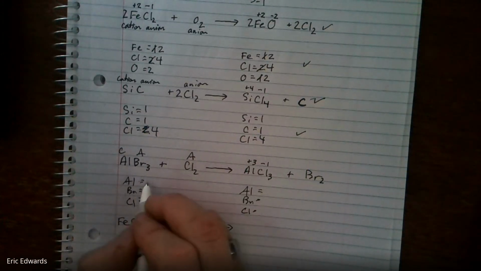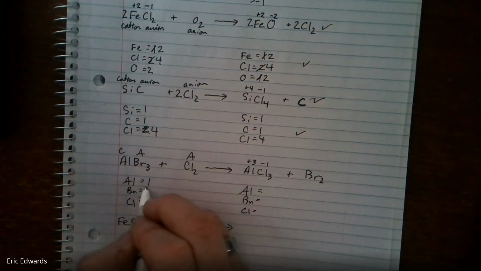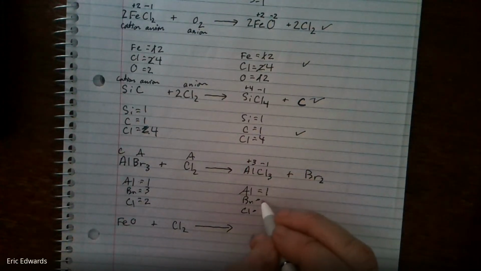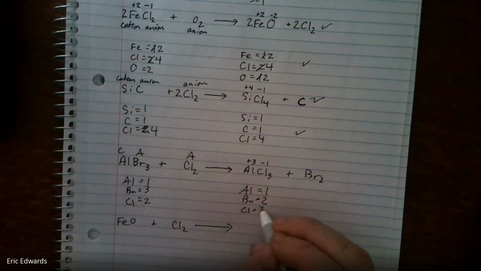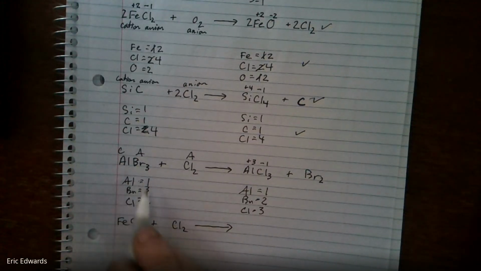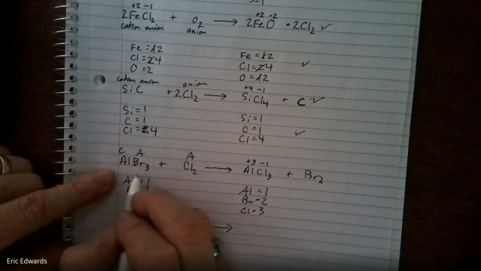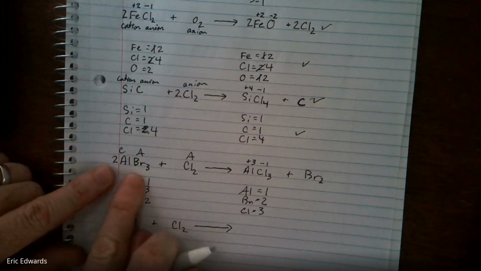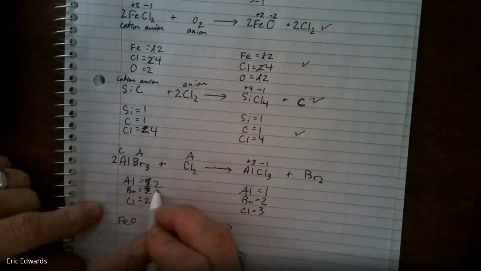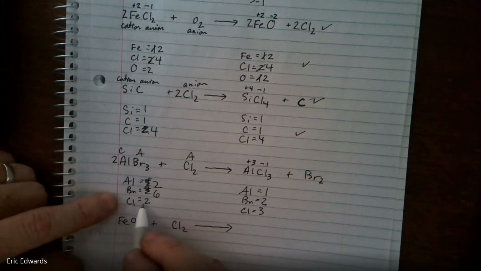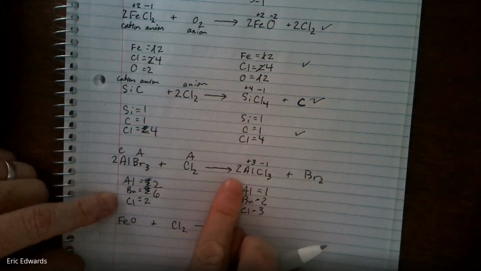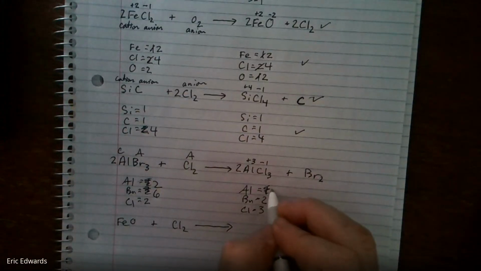In this case, we have 1 Al, aluminum. We have 3 bromines, and we have 2 chlorines. Over here, we have 1 aluminum. We have 2 bromines, and we have 3 chlorines. Now, the tricky part here is we got to get to 6s. So I know in order to get 6 on the AlBr3, I need 2 of those whole things. So the Al is going to now be 2, the Br is going to be 6, and the Cl is still 2. So in this case, we're going to change that Al now to this one, which is 2Al.